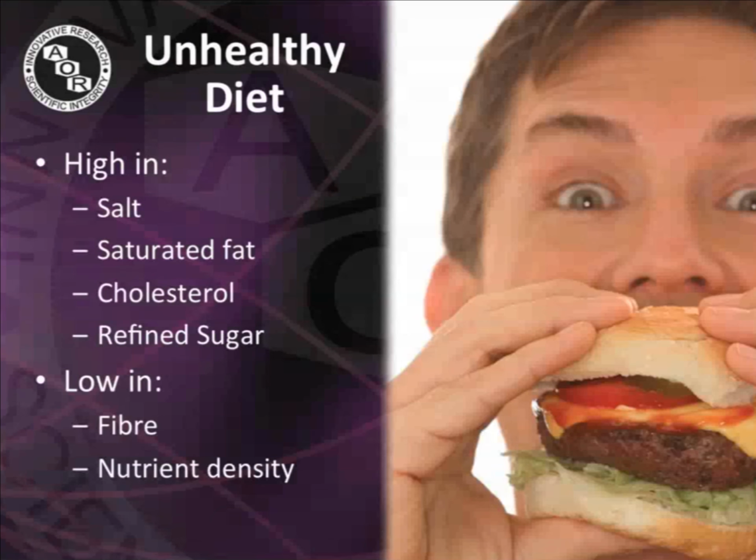So having an unhealthy diet. So what's considered an unhealthy diet? Very basically, a diet high in salt, high in saturated fat, high in cholesterol, high in refined sugar, and low in nutrient density, so vitamins and minerals and natural antioxidants that are found in food, and low in fiber.